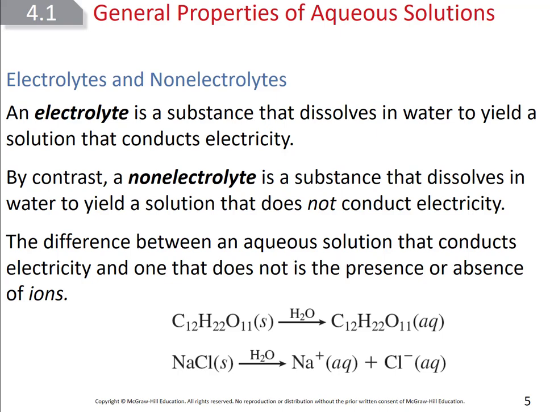All right, so at the beginning of Chapter 4, we're going to talk about different properties of solutions. Chapter 4 is called Reactions in Aqueous Solution. First of all, we're going to talk about properties of solutions. Then we're going to talk about the three primary reactions that occur in aqueous, meaning dissolved in water, solutions. So we'll talk about precipitation reactions, acid-base neutralization reactions, and then oxidation reduction or redox reactions.